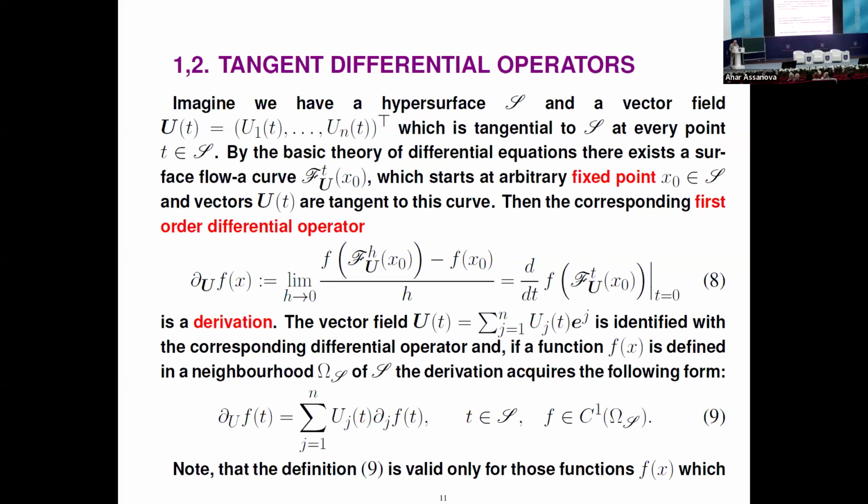If the function is defined in the neighborhood of the surface, then you can relax and define the derivative with the help of coordinate derivatives in Euclidean space, with formula 9. You take the coordinate derivatives and multiply them by the components of the tangent vector. You take simply the gradient and multiply it by the vector field, and this will be the derivative along this vector field. It's equivalent to the definition given in 8. But 8 is the correct definition if the function is defined only on this surface.